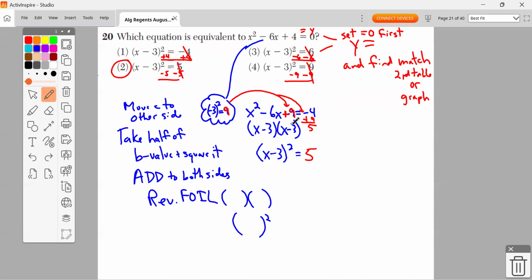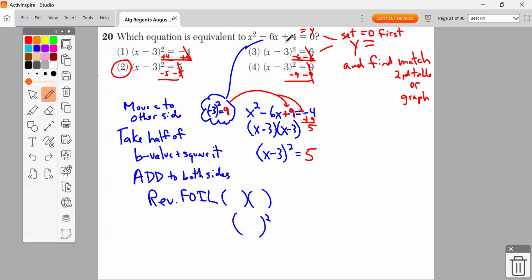You could graph them and find the match if you really wanted to, but be careful. If you graph them and find the match, you have to get them set equal to 0 first. That's the work that I'm showing in each one of these. I'm getting them set equal to 0 first, and be very careful how you type it into the calculator with the parentheses and the squared. That minus 9 is after the squared. So anyway, I'm going to do completing the square.